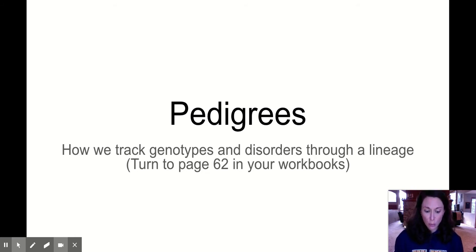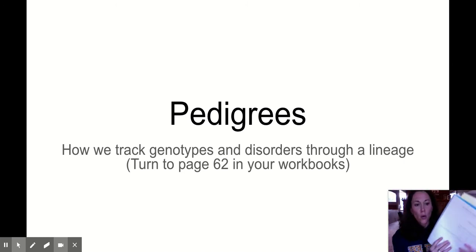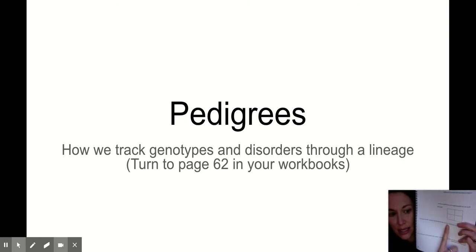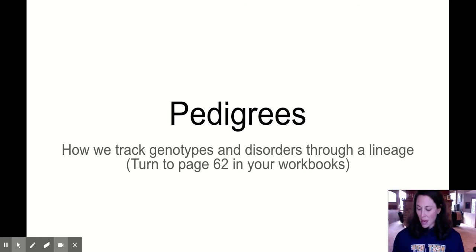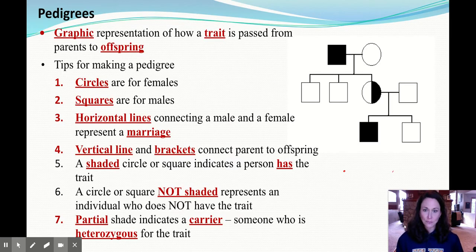So for this part of today's assignment, I need you to turn in your Honors Biology workbook to page 62. And we've taken notes about halfway through page 62, and we're going to start in that middle point again today. So if you go ahead and find your page 62, we are starting in the middle here. And that question says, draw a pedigree below and explain what the shapes and the shading mean. So that's where we're going to start today.